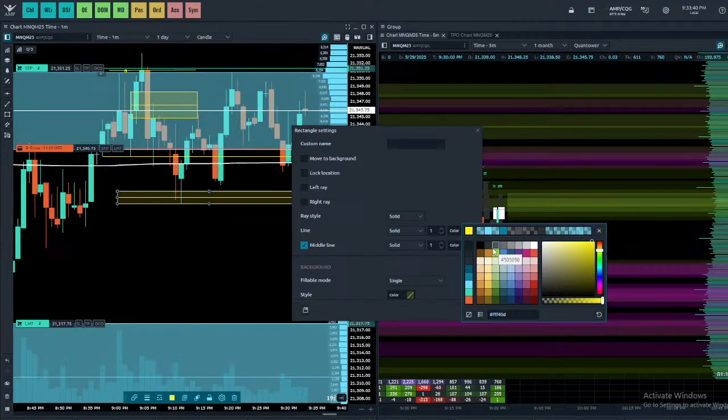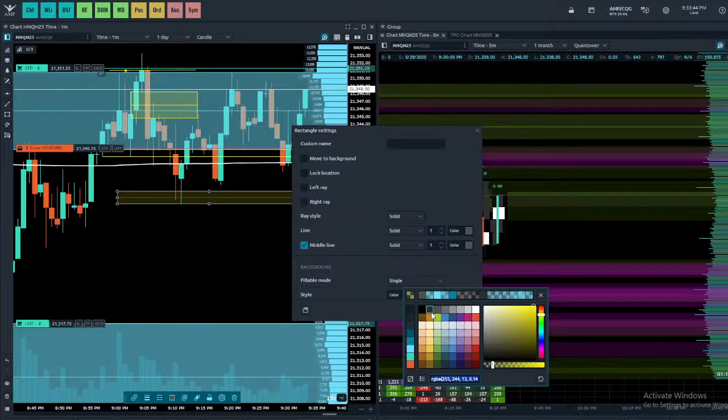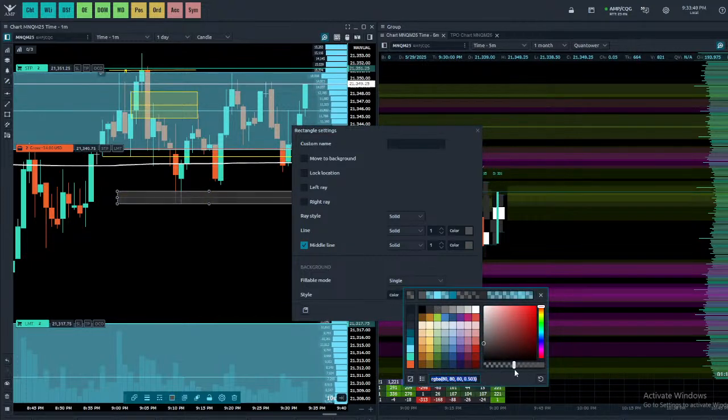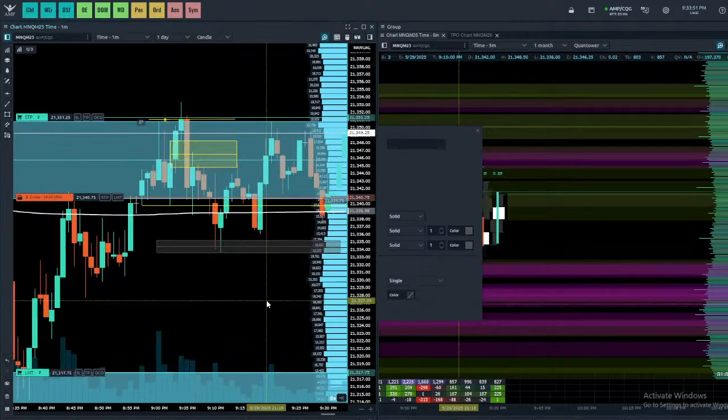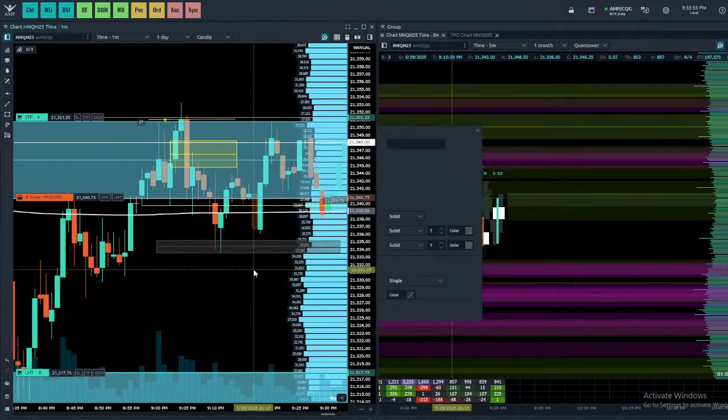Bro, I don't understand why my color keeps changing. Why doesn't it stay gray? I don't know why it's doing that. I need to figure out how to set it to where it doesn't keep doing that.